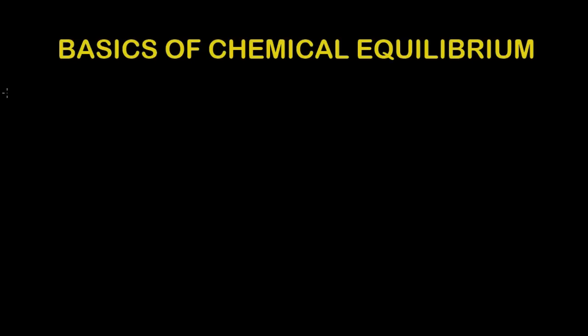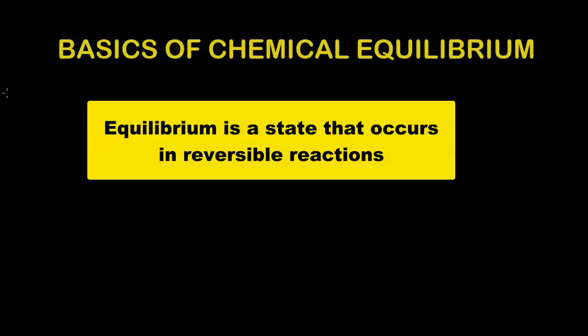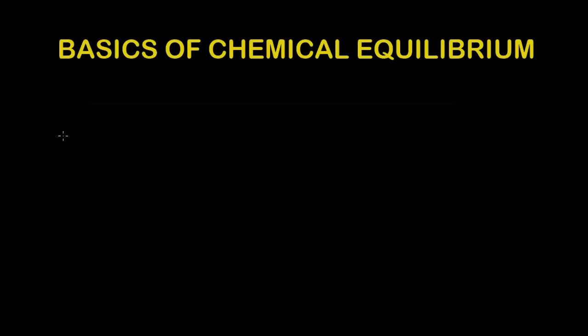Hey guys, in this lesson we would understand what are the basics of chemical equilibrium. First, let's understand what equilibrium actually is. Equilibrium is just a state that occurs in reversible reactions. Now, what is a reversible reaction? Let's take an example for that.